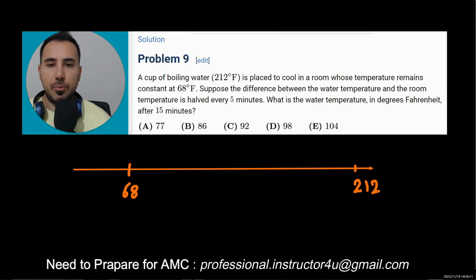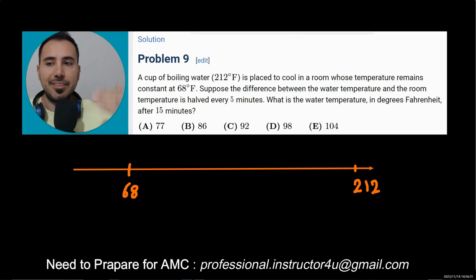A cup of boiling water at 212 is placed to cool in a room whose temperature remains constant at 68 Fahrenheit. Suppose that the difference between the water temperature and the room temperature is halved, divided by 2, every 5 minutes. What is the water temperature in degrees Fahrenheit after 15 minutes?